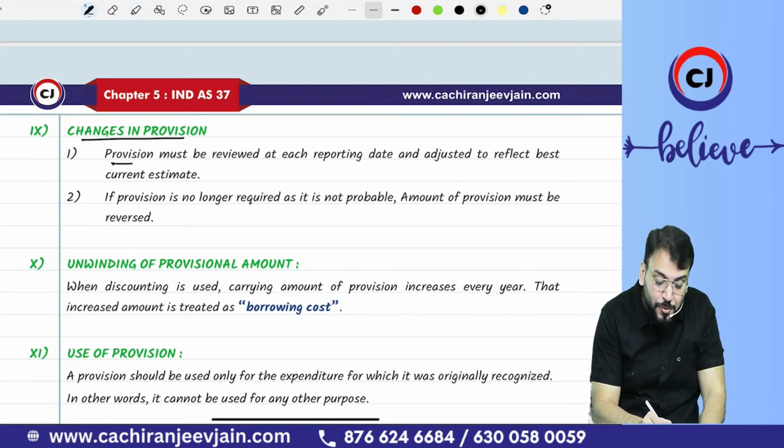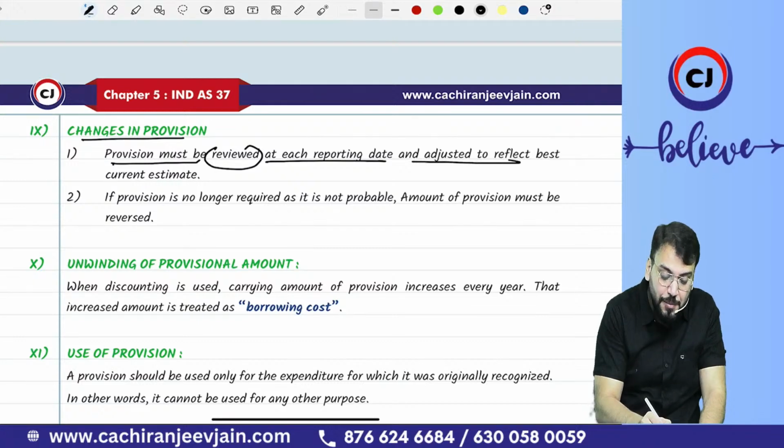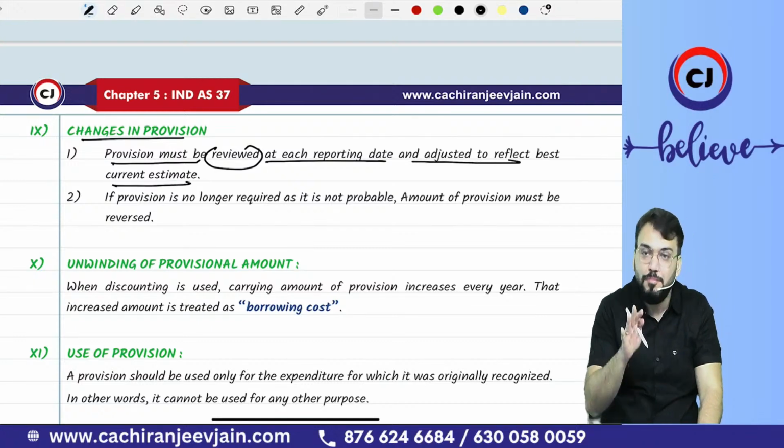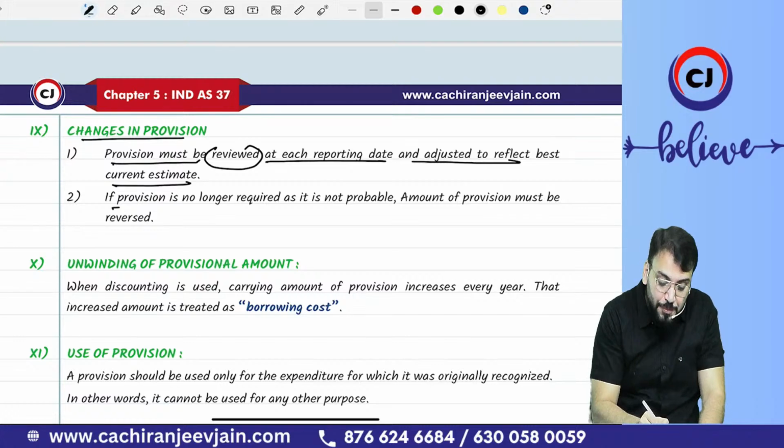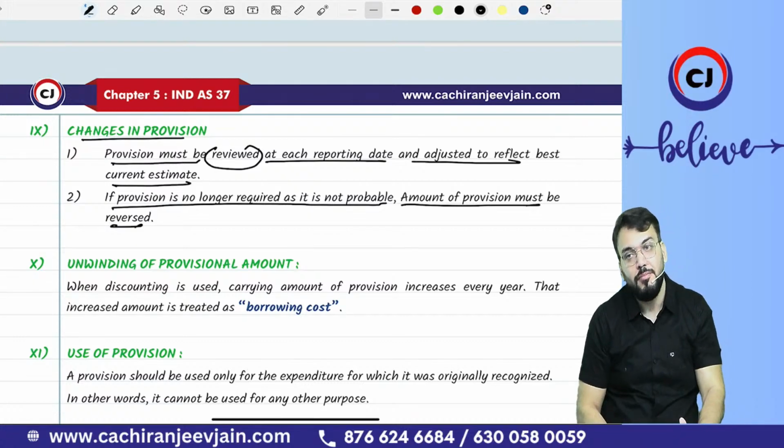That is only given. Provision must be reviewed at the end of each reporting period and adjusted to reflect the best current estimate. Best current estimate. If provision is no longer required as it is not probable, amount of provision must be reversed. Correct.